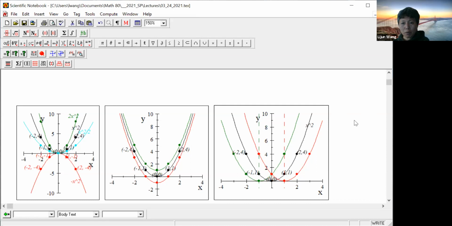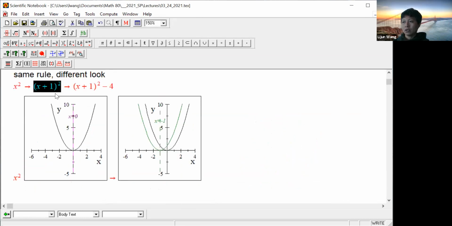If you have trouble with this, you should go back to the lectures we did last week, to listen to those lectures, to watch those lectures again, and you will get it. I know you will get it. You just need more repetition.